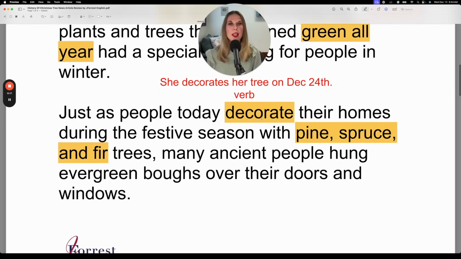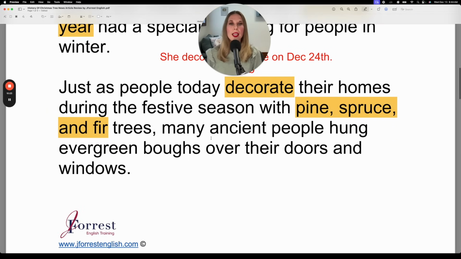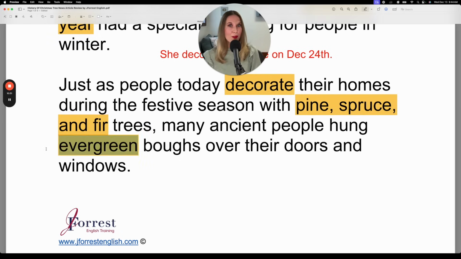Just as people today decorate their homes during the festive season with pine, spruce, and fir trees, many ancient people hung evergreen boughs over their doors and windows. So here we see our evergreen, and now you know 3 examples of evergreens. Do you have evergreen trees in your city? If you do, and you know what type they are, let us know in the comments.